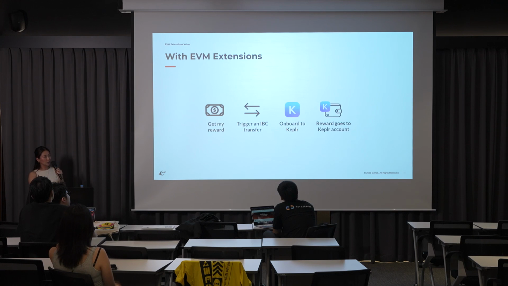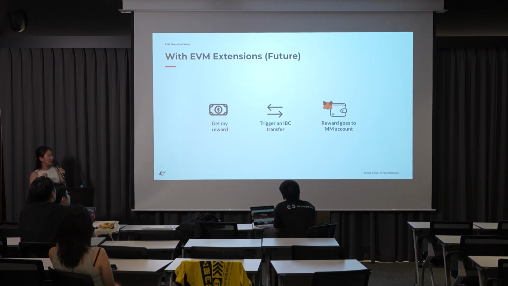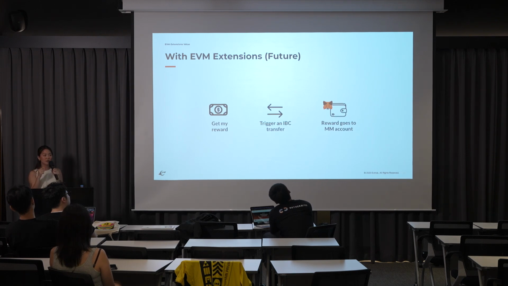Now in the future, we definitely want to optimize this even more by simplifying it, where I get my reward, I directly trigger an IBC transfer, and it goes directly to my MetaMask account. This is possible in two scenarios: one, where MetaMask supports Cosmos chains, or two, via an outpost. And I believe from the recent announcement with MetaMask Snaps, they implied they would support Cosmos chains.